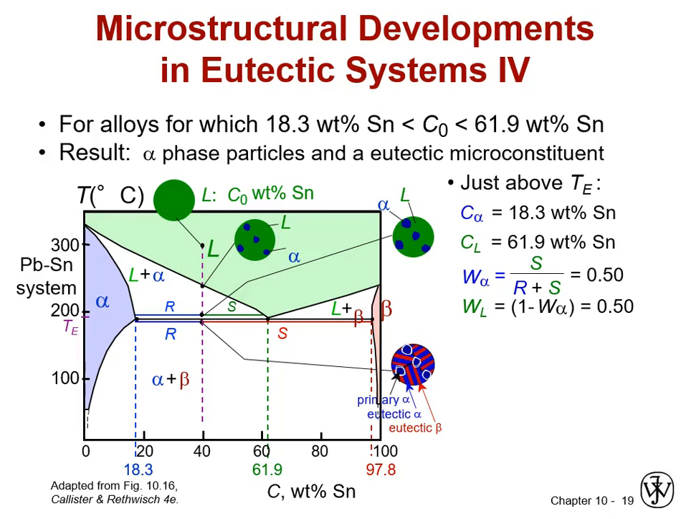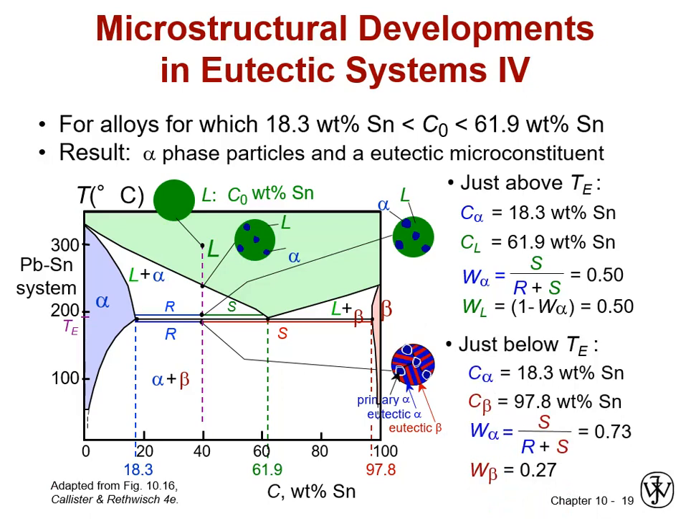We only have one source of beta, so we just call it eutectic beta because it formed due to the eutectic transformation. And we can again use the lever law and use our eutectic tie line in this case to determine compositions overall and relative fractions of each component.